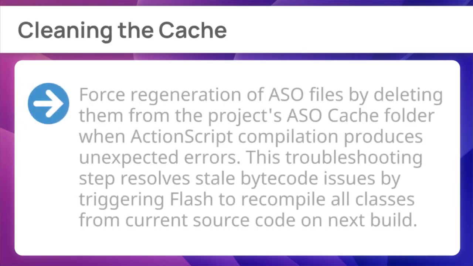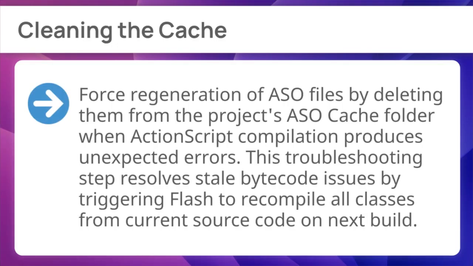Next, cleaning the cache. Force regeneration of ASO files by deleting them from the project's ASO cache folder when ActionScript compilation produces unexpected errors. This troubleshooting step resolves stale bytecode issues by triggering Flash to recompile all classes from current source code on next build.